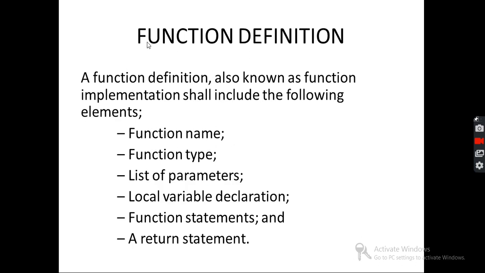The second component of a user-defined function is the function definition. The function definition must be placed outside of the main function. Actually, the declaration should be placed in the main function, but the function definition must be available outside of the main function. The function definition contains the following elements: function name, function type, a list of parameters, local variable declaration, and function statements. And finally, the return value.